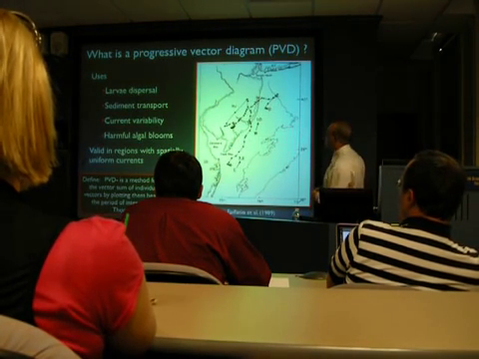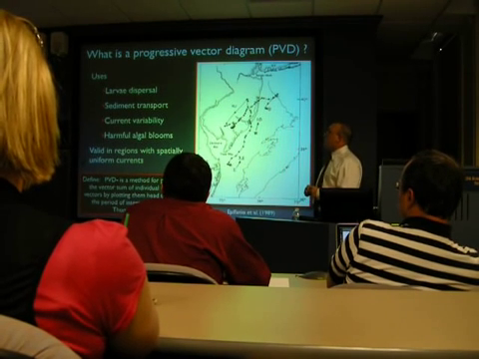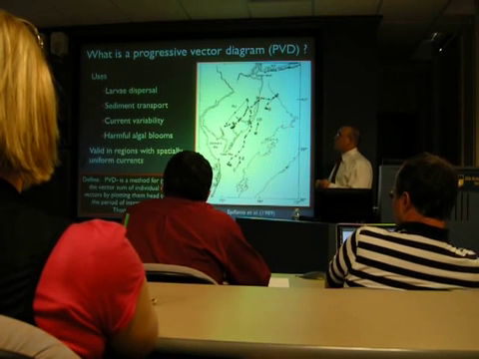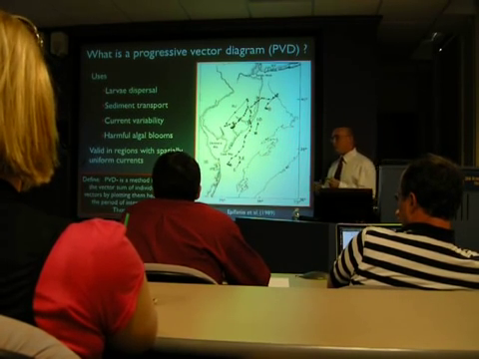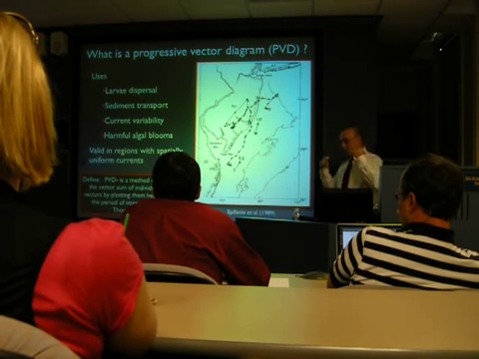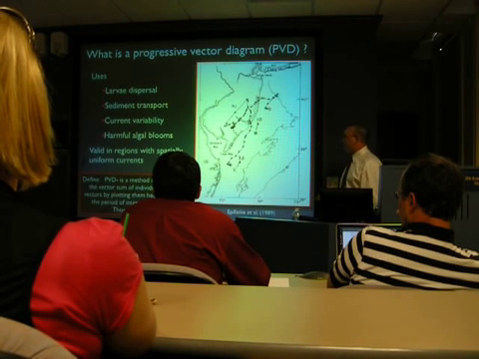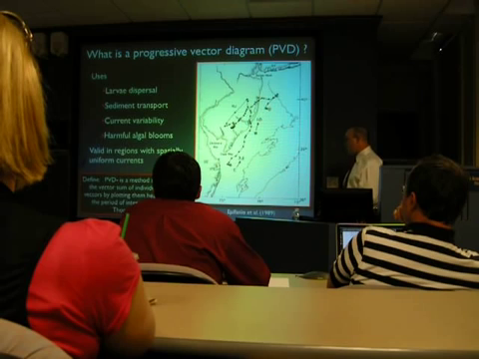Okay. So next we're going to talk about progressive vector diagrams. This might not be a totally intuitive product to use, especially for a physical oceanographer. They might not think, oh, this is something I want to use. But for ecologists, they're very interested in this for some reason.